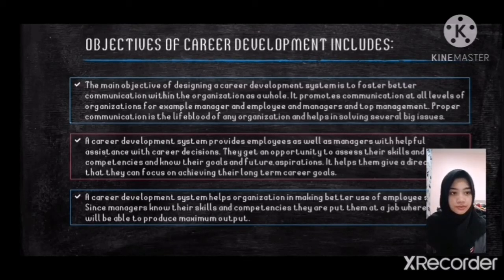A career development system provides employees as well as managers with helpful assistance with career decisions. They get an opportunity to assess their skills and competencies and know their goals and future aspirations. It helps give them a direction so that they can focus on achieving their long-term career goals. A career development system helps organizations in making better use of employee skills. Since managers know their skills and competencies, they put them at a job where they will be able to produce maximum output. So that's the objectives of career development.